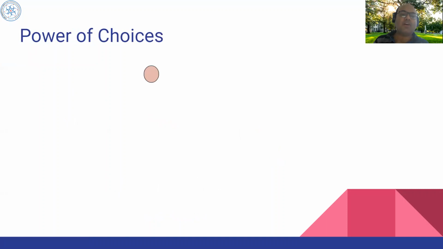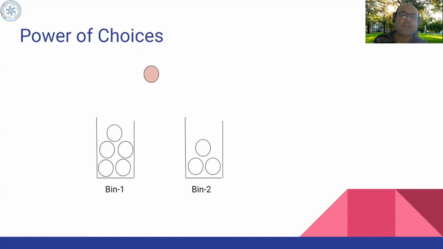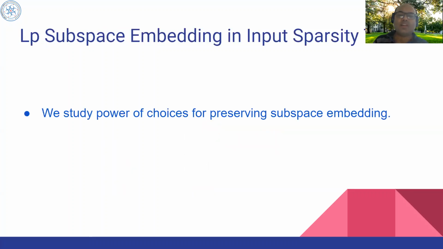Now, in the case of power of choices, what we do is that for every ball, we pick two or more bins based on multiple hash functions. Now, by looking at the number of balls in each bin, we put this ball into a bin with fewer balls. By doing so, we reduce the number of collisions in each bin. Using these two methods, we are trying to create a distribution of matrices which will preserve LP subspace embedding yet in input sparsity time.